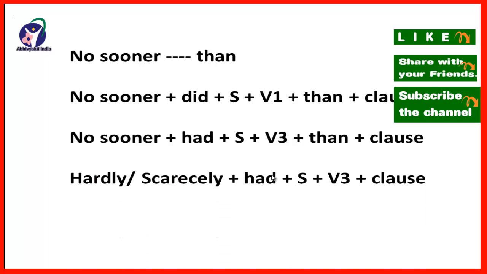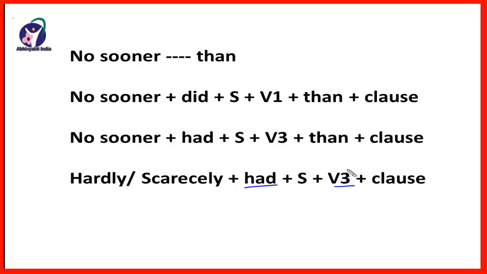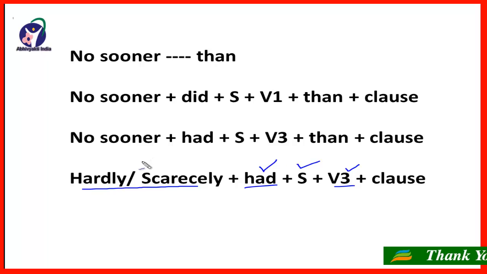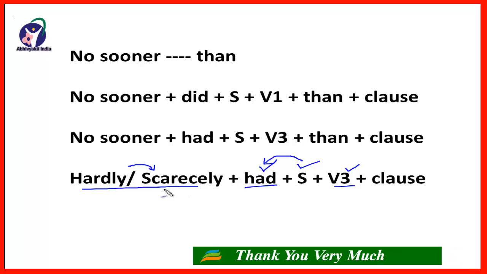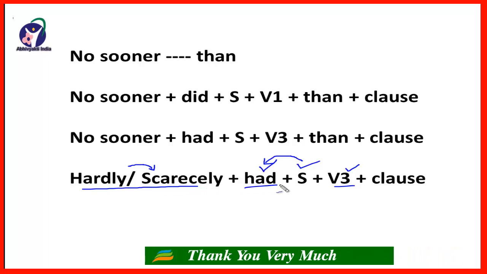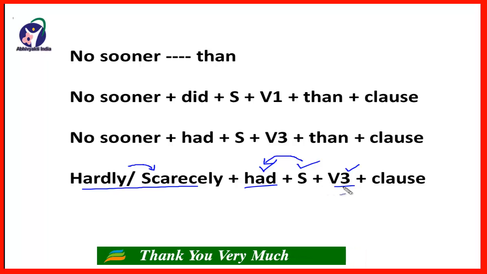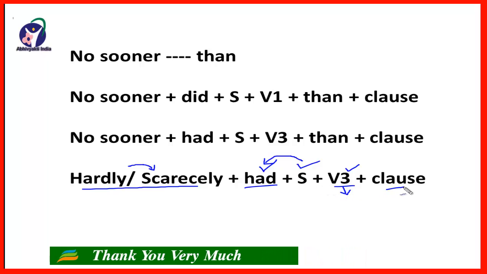If we are using hardly or scarcely, then check whether it is had or not, and whether the verb form is V3 or not. So the formation of the sentence will be like this: hardly, scarcely plus had plus subject. Since the sentence is beginning with hardly or scarcely, the auxiliary verb is used before the subject. So hardly or scarcely plus had plus subject plus V3 form of the verb plus clause.